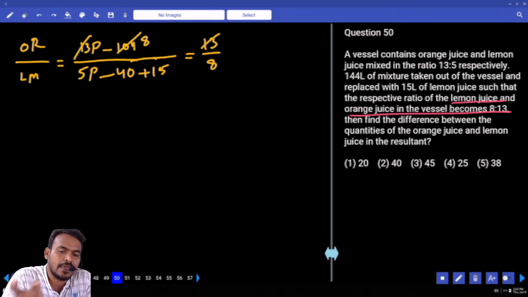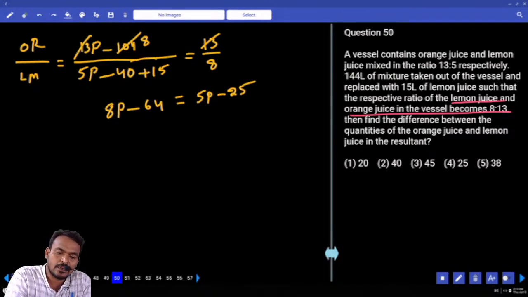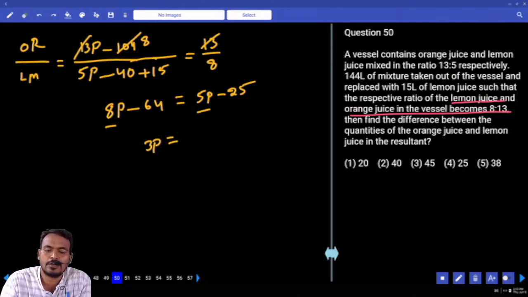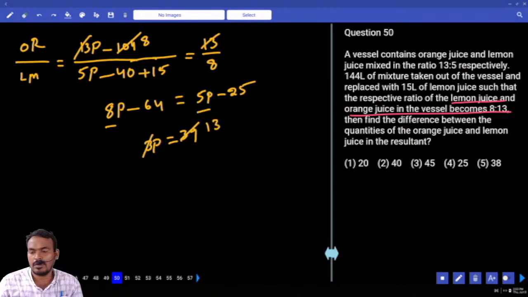Cross multiplication: 8 into 1 part, 8 parts minus 64, is equal to the denominator value, 5 parts minus 25 plus 25 minus 25. What is the difference between 8 parts and 5 parts? 3 parts. And the difference between 64 and 25 is 39. Every one part is equal to how much? 13.